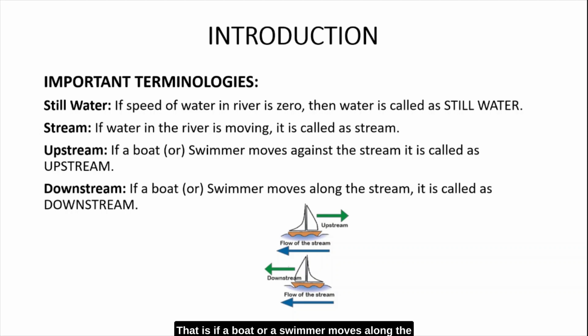That is, if a boat or a swimmer moves along the direction of the stream, or moves along the flow of the stream, then he is referred to as moving downstream. In case the boat or the swimmer moves in the opposite direction, or against the flow of the stream, then he is referred to as moving upstream. So these four terminologies are very important to understand the basic formulae of boats and streams.